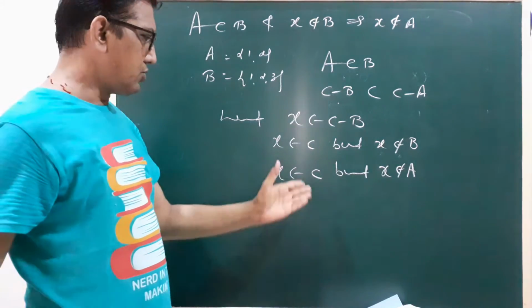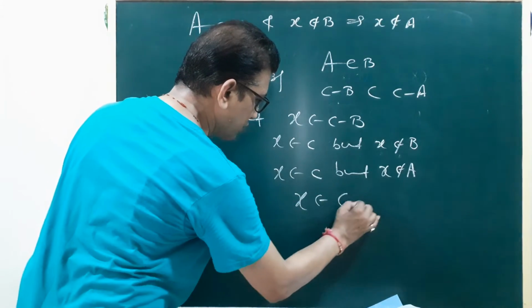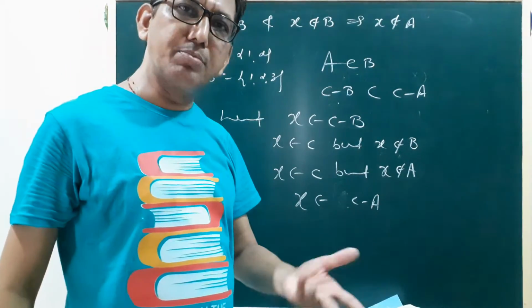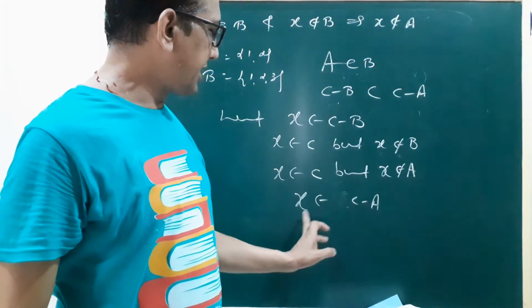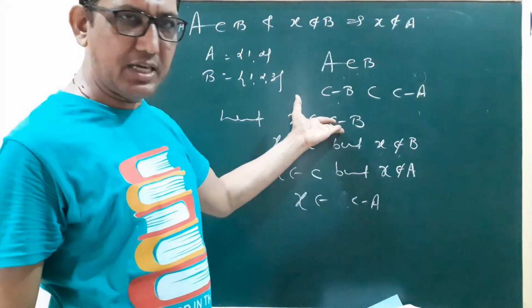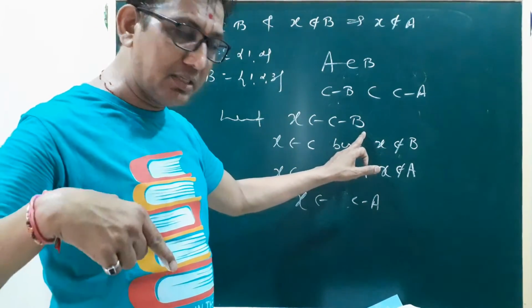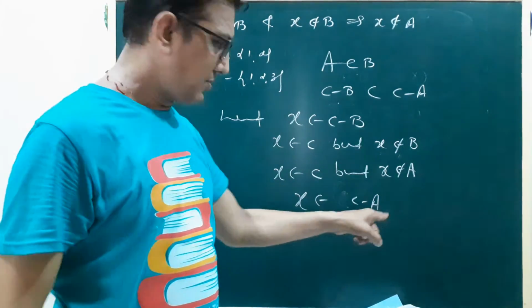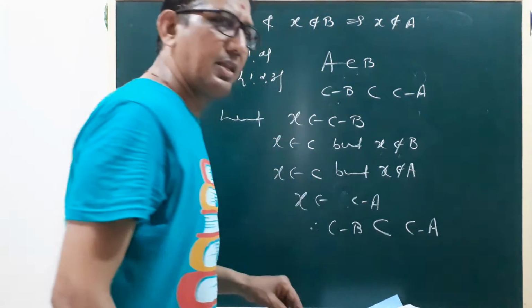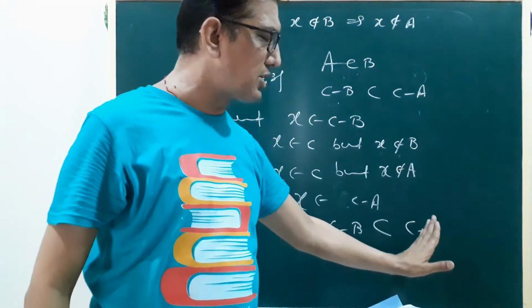Is it clear? So again, by the definition of difference set, x belongs to C, but x does not belong to A. So x belongs to C minus A. We take x belonging to C minus B, we accept it, and we prove that x belongs to C minus A. That's the meaning: C minus B is a subset of C minus A.